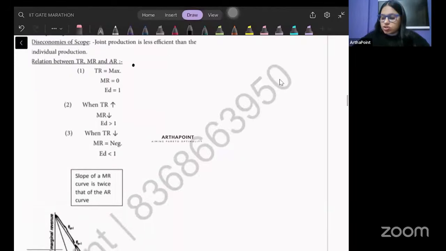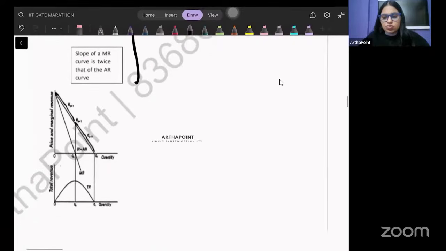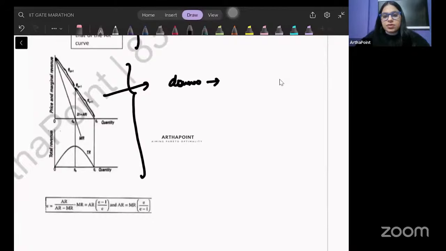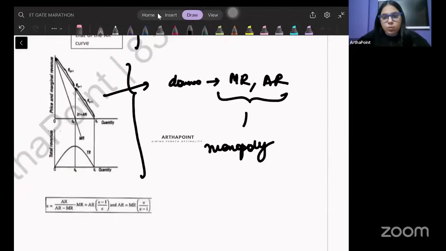Now, this is the relationship between AR, TR, and MR. And just read this through. But this, ये वाला जो part है ना, this talks about downward sloping MR and AR curve. That means this is talking about monopoly. Because if it is perfect competition, you will have constant AR and MR.